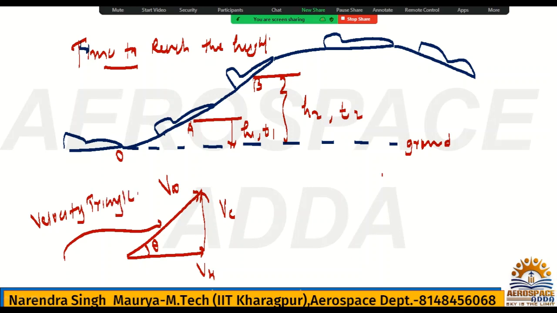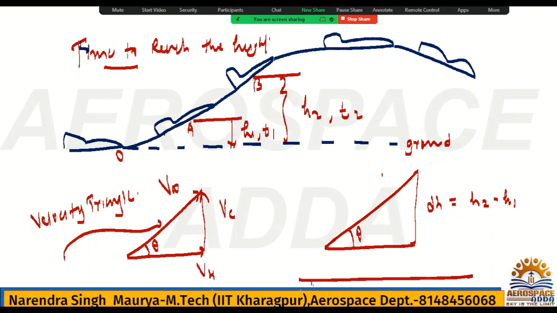At the same time we can draw the triangle in terms of horizontal distance, which is called range, and in terms of vertical distance, which is altitude. Yes or no? So we can draw another triangle also. This is theta, and this is h, or you can say this is dh, which is h2 minus h1. Suppose from the ground this point is H1 and this point is H2. So what will be dh? It is h2 minus h1, and this is range, because it is the horizontal distance covered.